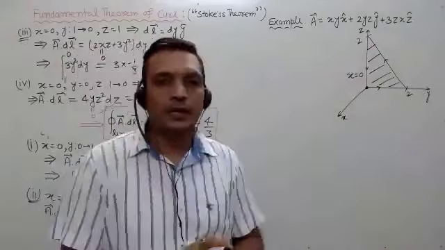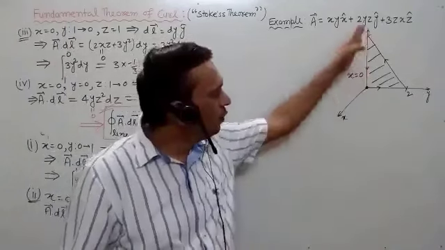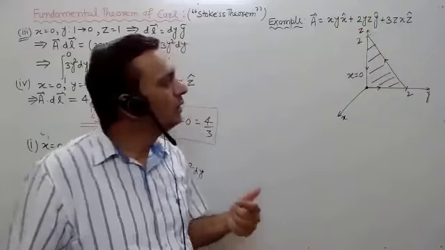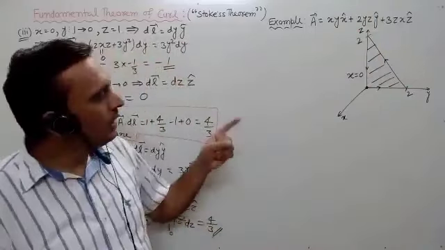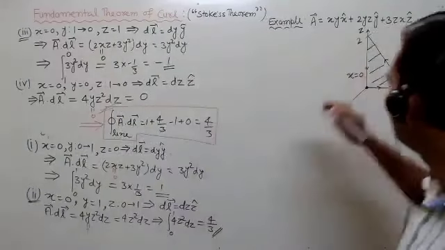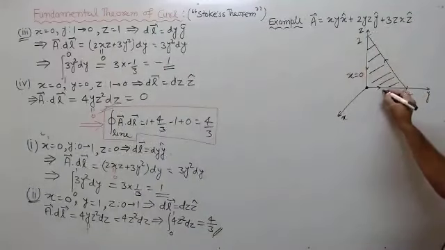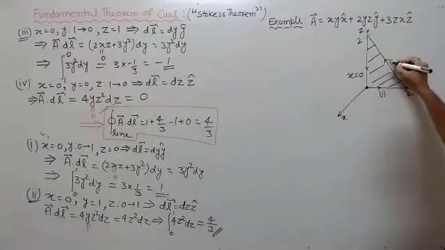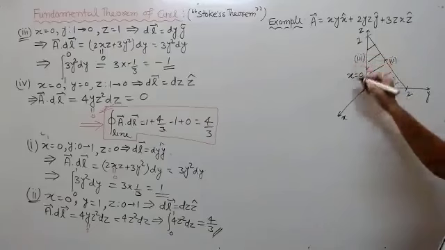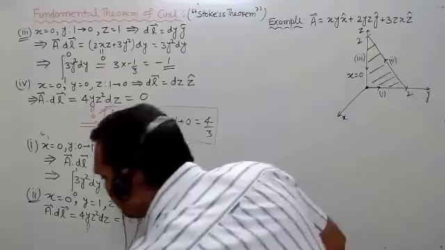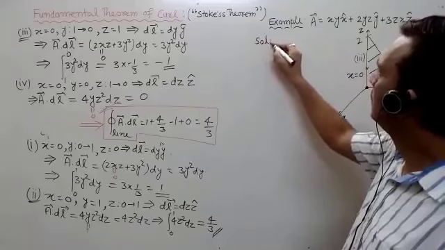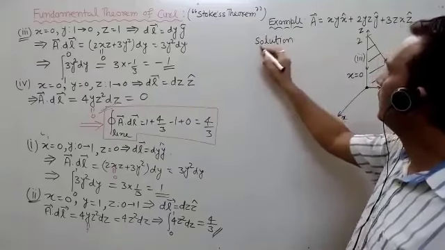Again, you have to verify Stokes theorem over the open surface. So first you have to calculate curl of A and then closed integral of A dot dl, because this open surface is surrounded by closed lines, segment 1, segment 2 and segment 3. So let us first see what will be curl of A.